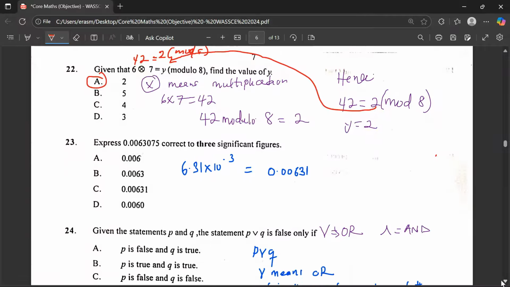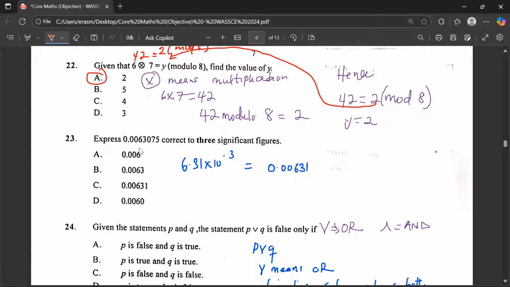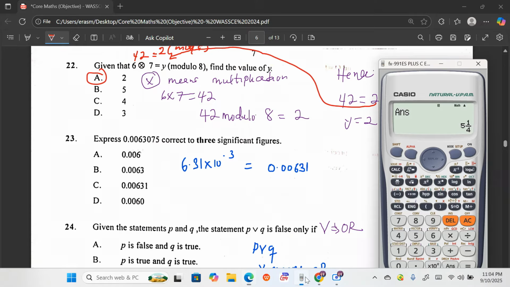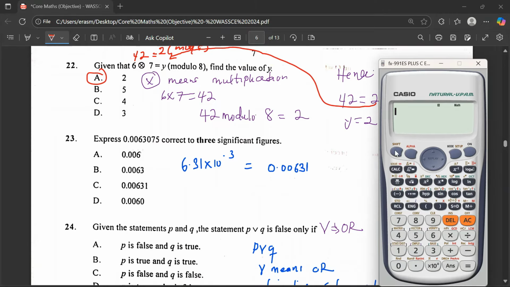Now, express 0.063065 correct to 3 significant figures. So we are going back to our scientific calculator. We are going to press shift, then mode. Then we are going to select option 7, scientific. Then it says to 3 significant figures.